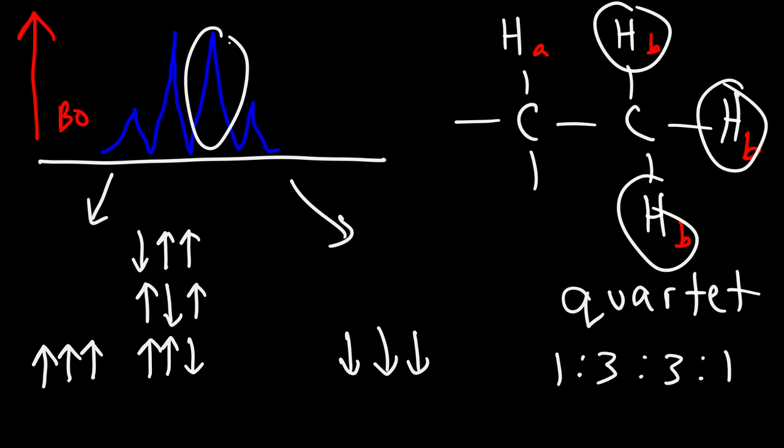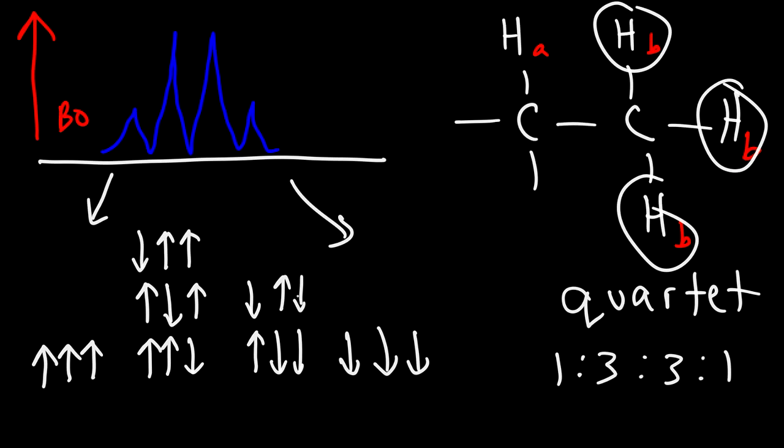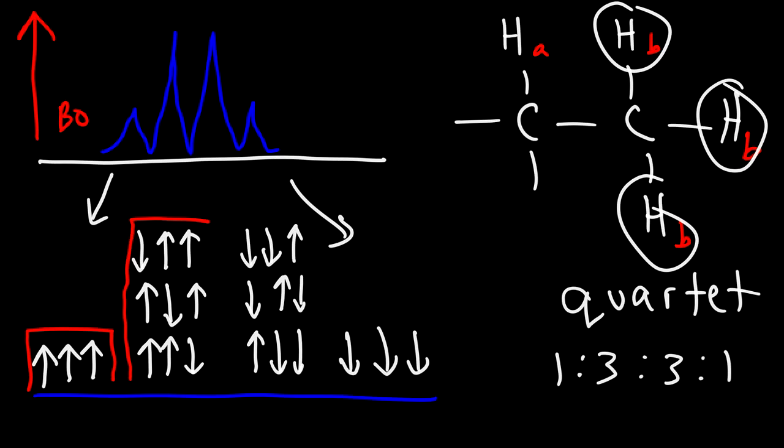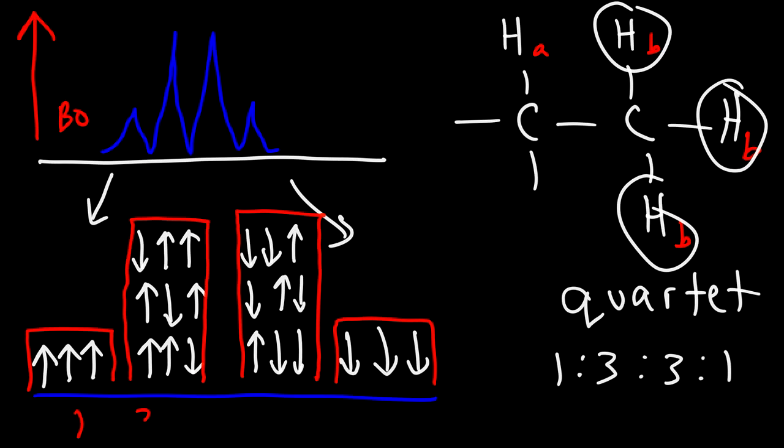Now for this one, we're going to have one that is aligned with the magnetic field and two against it. So it can be up, down, down, or it could be down, up, down, or down, down, and then up. So in this case, we have all three aligned with the magnetic field. Here we have two aligned with the magnetic field. And for this one, there's only one that's aligned with the magnetic field. And for the last one, there's none. And you can see that we have a 1 to 3 to 3 to 1 ratio.